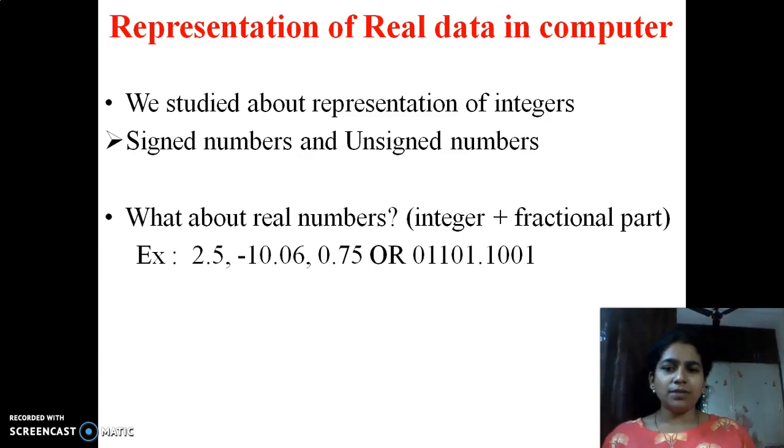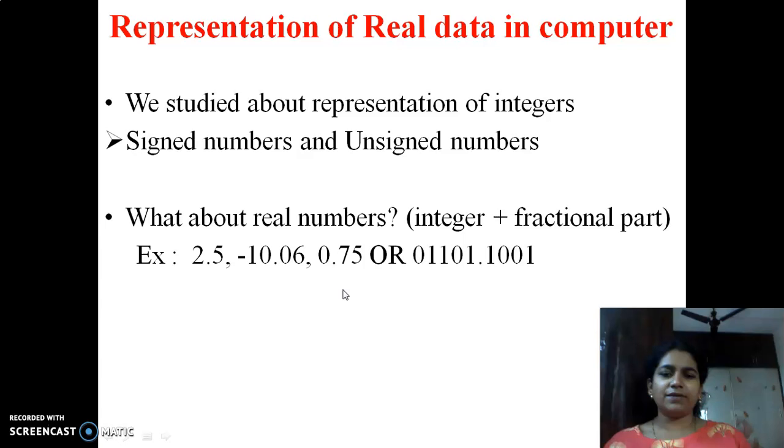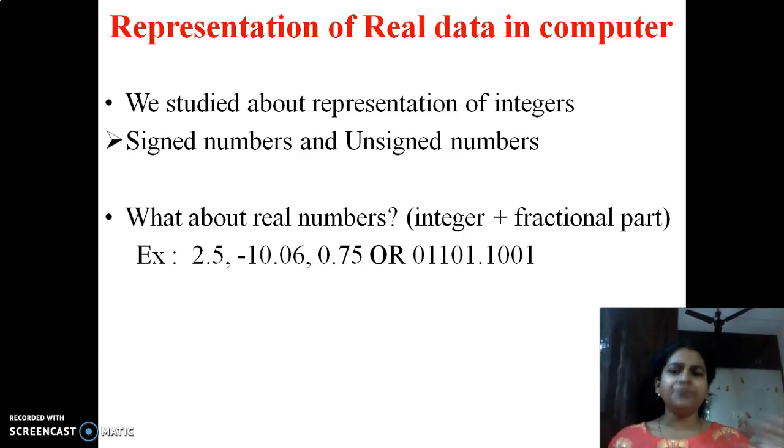So what are real numbers? Real numbers are the numbers which are a combination of an integer and a fractional part. So here if you see these examples such as 2.5, -10.06, 0.75 or 101101.1001, these are random numbers that are taken. And if you observe one common thing between all these numbers, there is a decimal point in all of them.